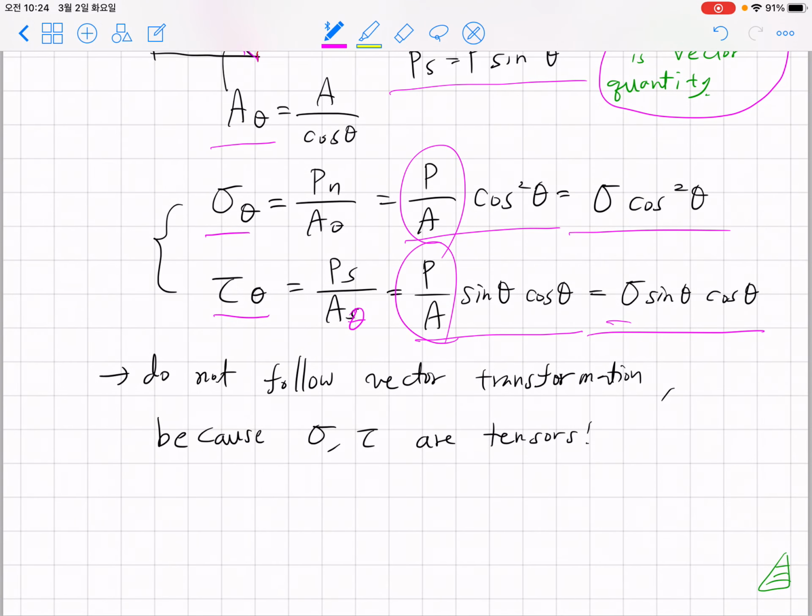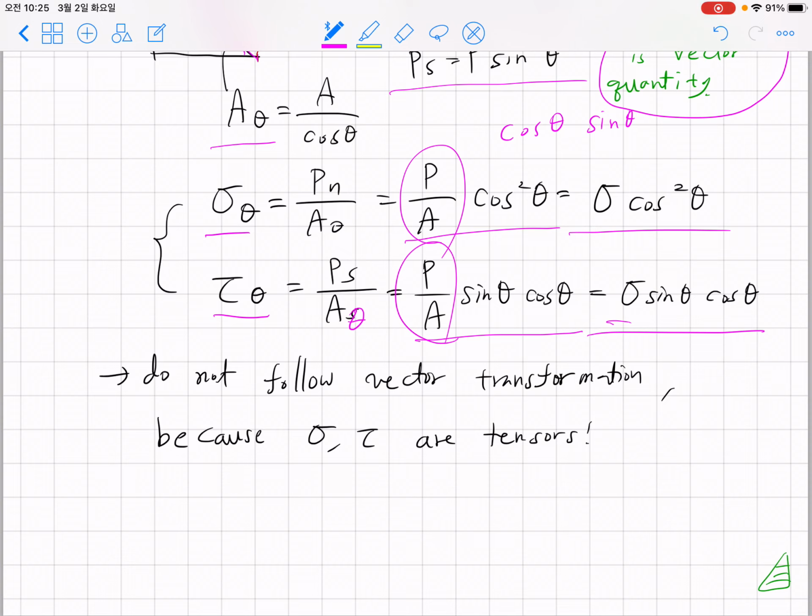You might feel confused because back in freshman physics, when you discussed only vector quantities, you sometimes saw sine theta, sometimes cosine theta, but you never saw cosine squared theta and sine theta cosine theta. The reason you see this interesting angle dependence is that stress is not a vector quantity. As I told you in lecture 1, stress is a tensor quantity, and tensors follow the tensor transformation law.